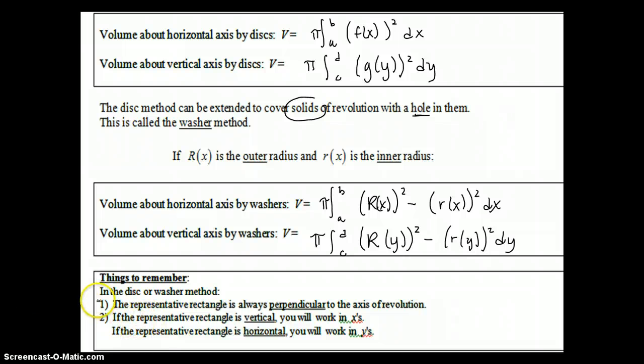I think there are some keys to remember in either the disc or the washer method. If we're talking about the representative rectangle that we're going to draw, it's always perpendicular to the axis of revolution. If our rectangle is in a vertical direction, if it goes this direction, then we are working in x's. And if it goes this direction, we will be working in y's.